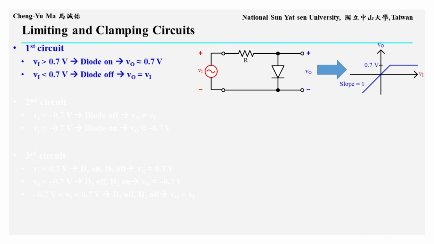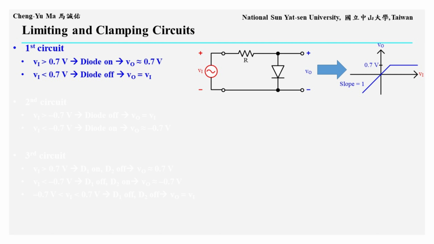First, let us look at the first limiter circuit. As shown in the figure, only a resistor in series with a diode is needed to build a basic limiter. When the input signal Vi is greater than 0.7 volts, the diode is forward biased and turns on. Based on the constant voltage drop model, a conducting diode can be modeled as an element with an approximately 0.7 volt voltage drop. Therefore, the output signal VO is limited to about 0.7 volts. When Vi is less than 0.7 volts, the diode is off and behaves like an open circuit, so VO equals Vi.